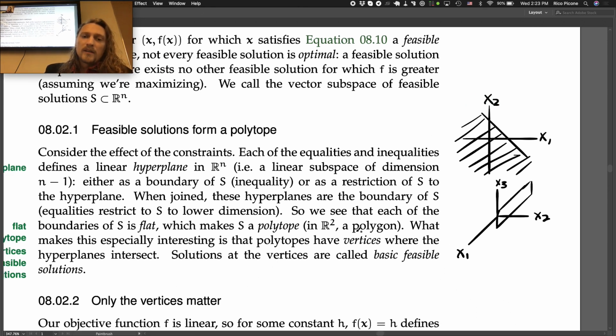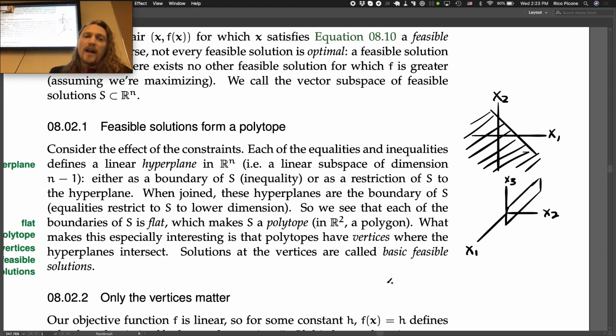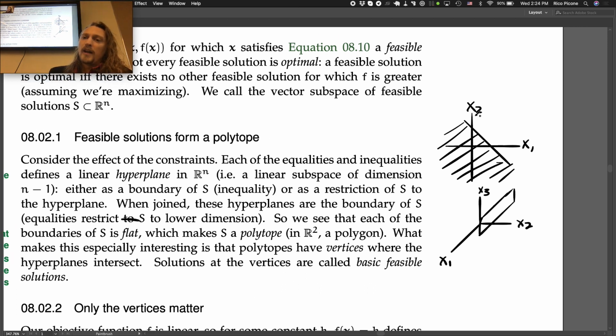When joined, these hyperplanes are the boundary of S. Equalities restrict S to lower dimension. So if you have R2 and you say that there's this equality constraint, x1 plus 2x2 equals 5, you've just restricted S to a line in R2, not a region in R2. So you've dropped the dimensionality of your S, your solution subspace.